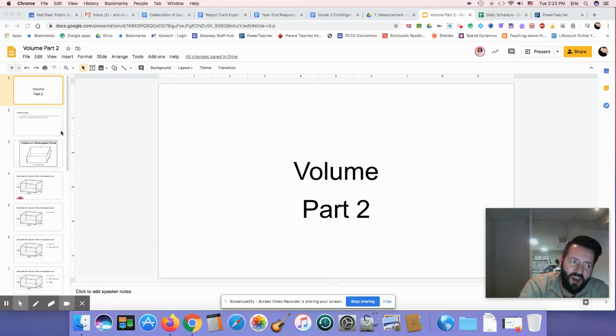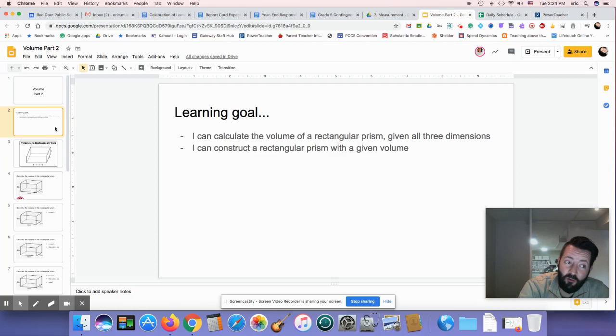All right. So knowing what we learned from yesterday, we're going to move on today to two more learning goals. Today we're actually going to get into the math part of things, like calculating things. So goal number one is I can calculate the volume of a rectangular prism given all three dimensions, the length, the width, and the height. And your second learning goal is I can construct a rectangular prism with a given volume. Construct is another word for build. So by the end of today's lesson, you should be able to build a rectangular prism if I give you a volume, all right?